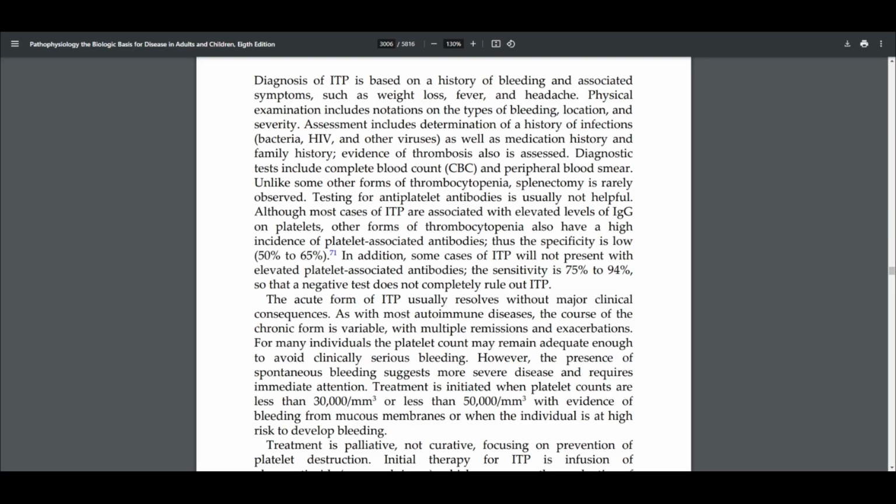Testing for antiplatelet antibodies is usually not helpful, although most cases of ITP are associated with elevated levels of IgG on platelets. Other forms of thrombocytopenia also have a high incidence of platelet-associated antibodies, thus the specificity is low. In addition, some cases of ITP will not present with elevated platelet-associated antibodies. The sensitivity is 75 to 94%, so that a negative test does not completely rule out ITP.